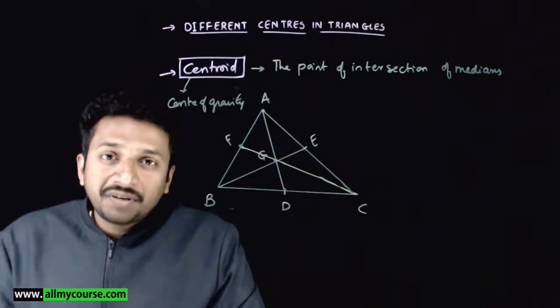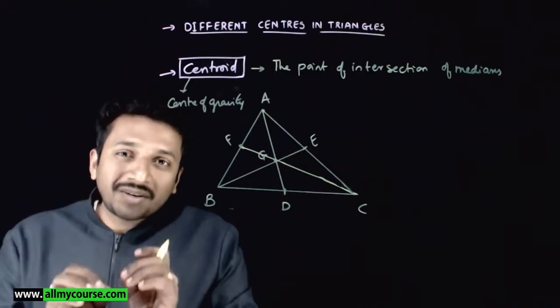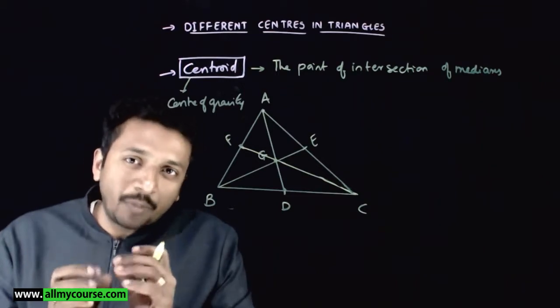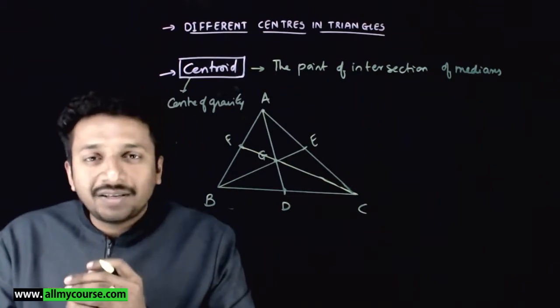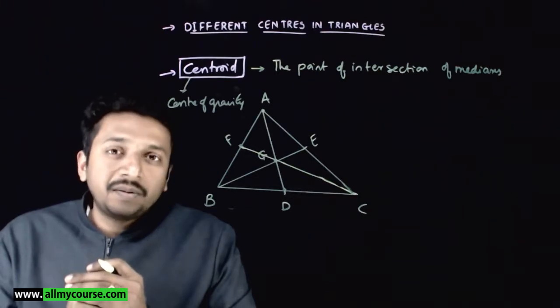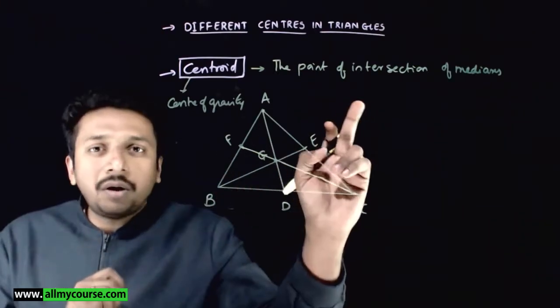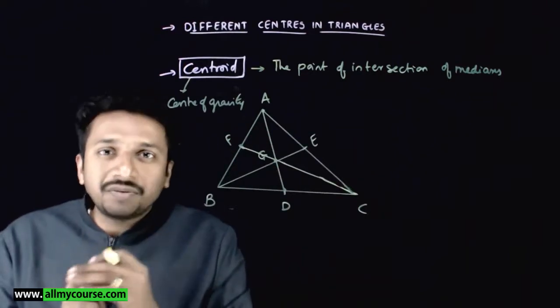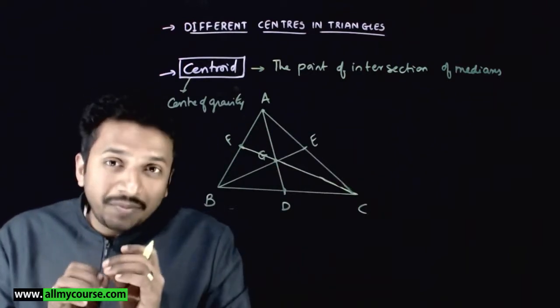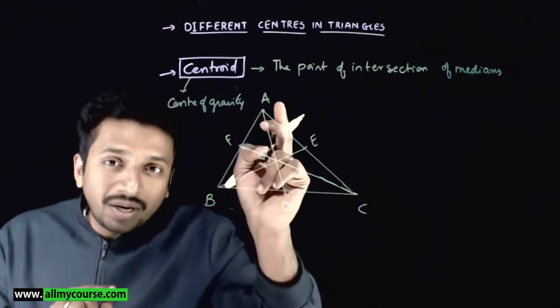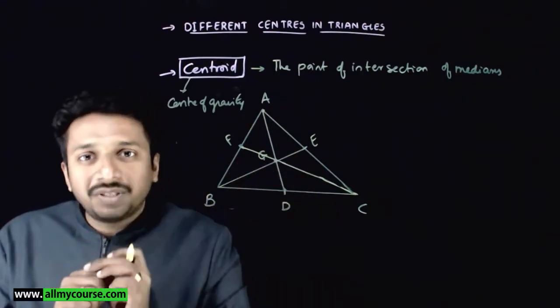So welcome students. In this video let us look at what centroid is, and we'll also look at some of the properties of this centroid. So now the centroid of a triangle is the point of intersection of the medians of the triangle. And what is a median? A median is a line joining the vertex with the midpoint of the opposite side.